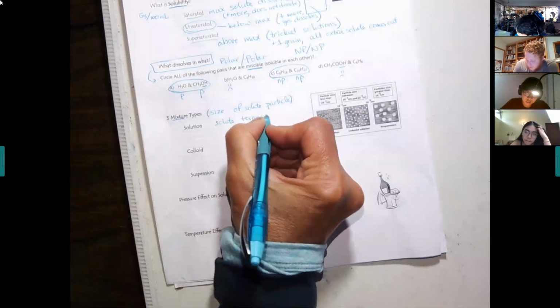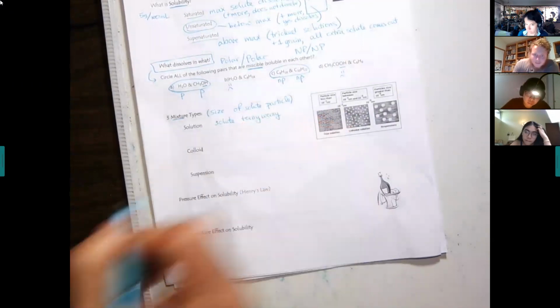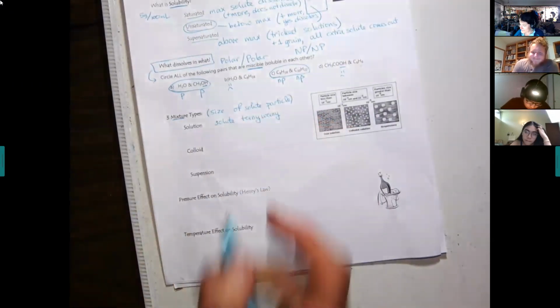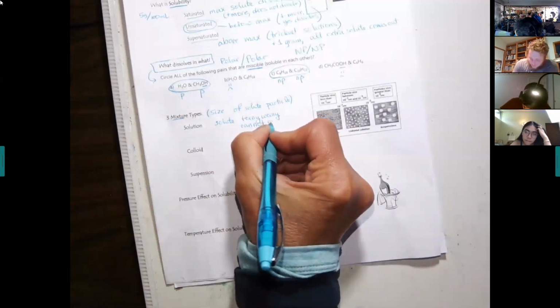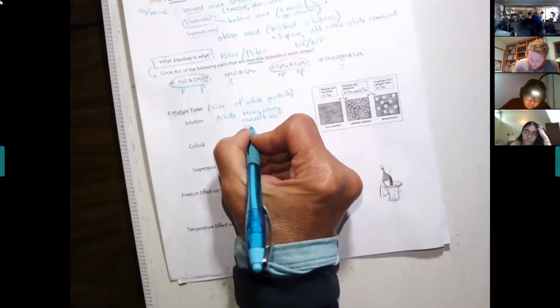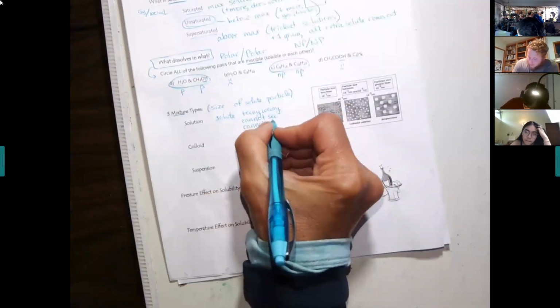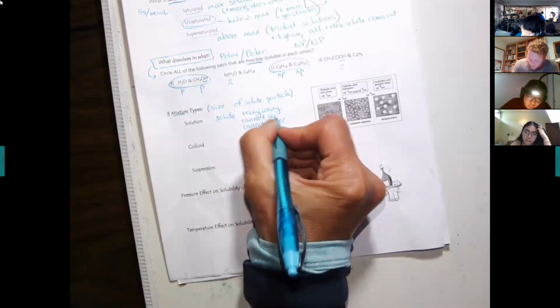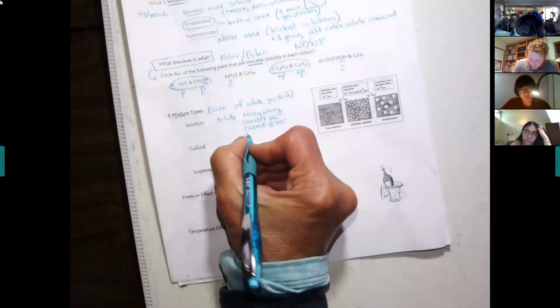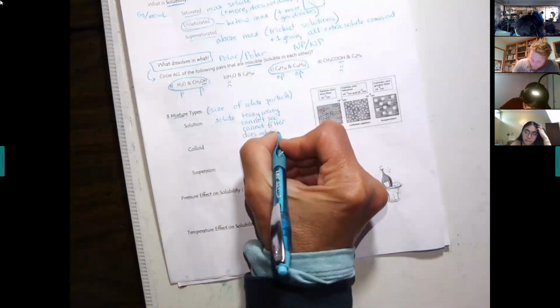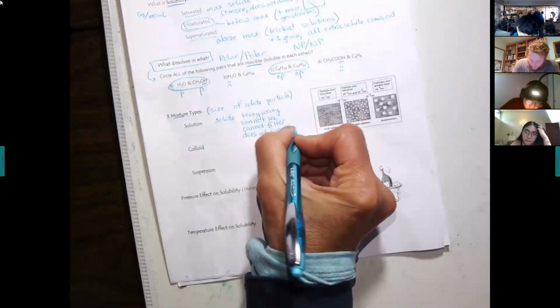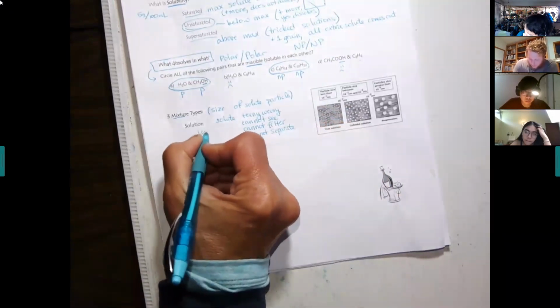You can use whatever adjective you want. It's really tiny. You cannot see it, you cannot filter it, because there is no filter that can filter out the solute in a solution because it's too small. And so it does not separate. Another thing with that is it looks the same throughout.